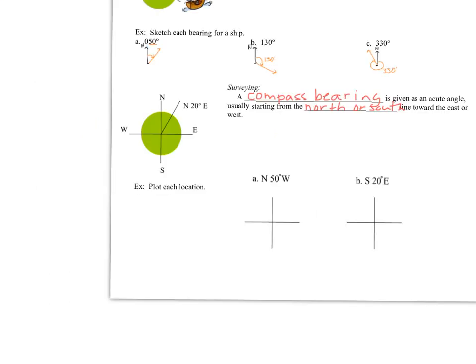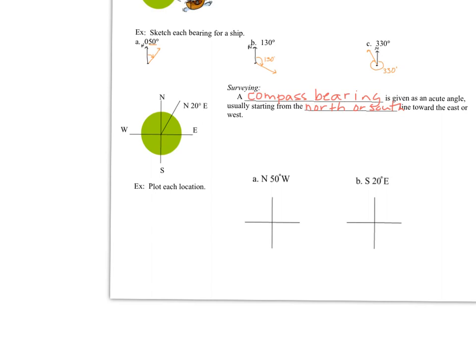The next part of terminology that you'll want to be familiar with in surveying is called a compass bearing. This is measured a little differently than our course bearing for ships and planes. It says a compass bearing is given as an acute angle. So now your number doesn't have to have the 3 digits, but it'll be between 0 and 90. You're going to start from either the north or south line, and you're going to rotate towards the east or west. Now your measure can be clockwise or counterclockwise.